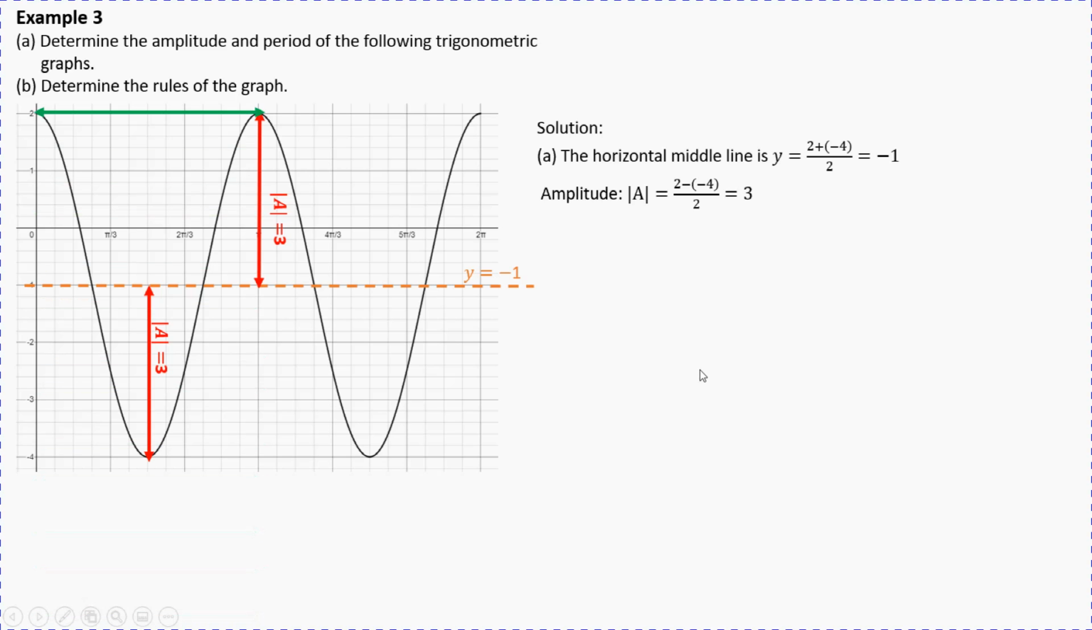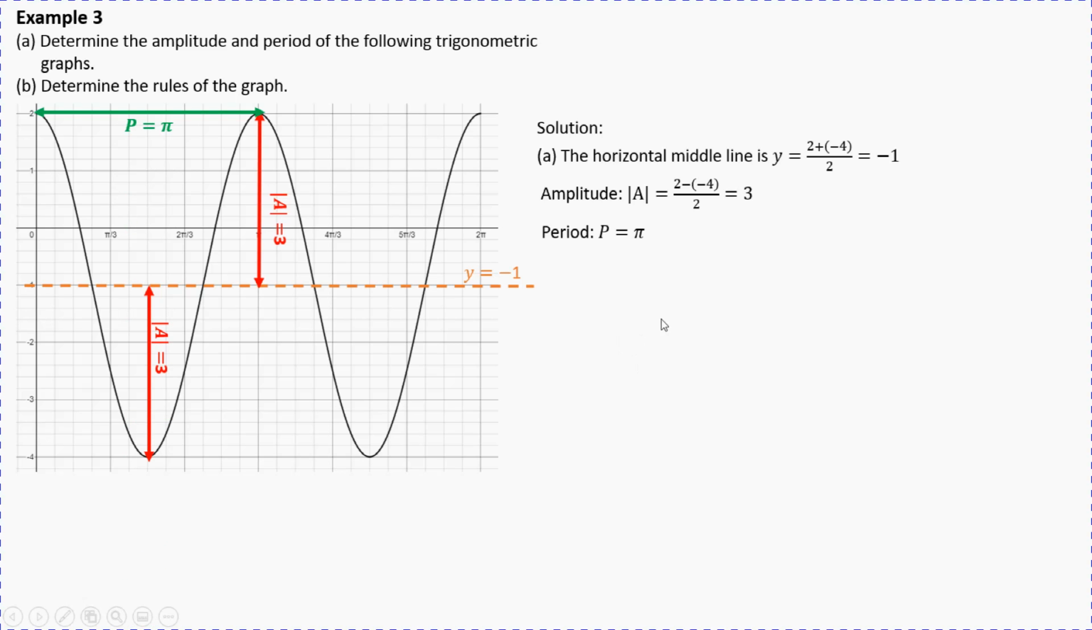Okay, so how about the period? For the period, I draw that green arrow, which means the minimum distance the trigonometry graph takes to repeat itself. So how long is it? It seems like it's 1 pi. So the period is pi. All right, good. So from part A, we've already got the horizontal middle line y equals -1, amplitude 3, period pi.